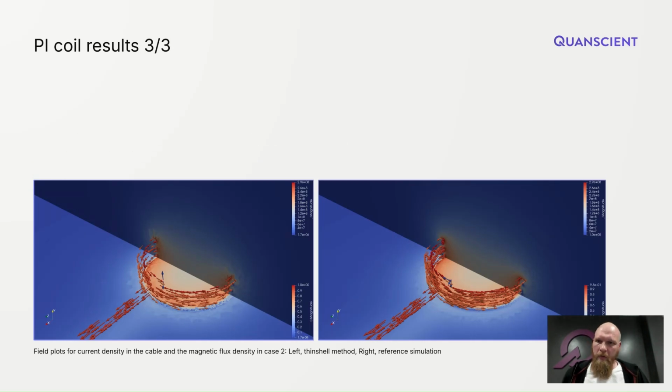Finally, before going to the demonstration, here are the field plots for the current distribution in red, the red arrows, and also on the slices you can see the magnetic field distribution. And this is the second case we studied, and you can see that also visually there's a nice match between the two methods. So let's go to the demonstration on our platform.